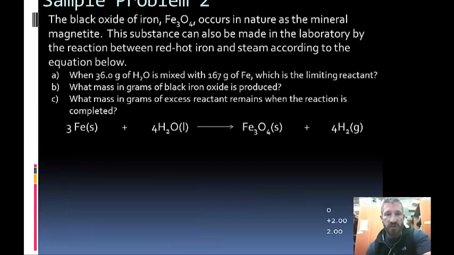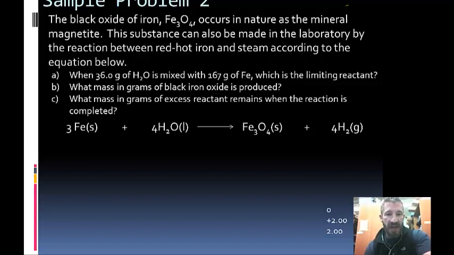Now let's do a sample problem, and we're going to do this one with grams. The black oxide of iron, Fe3O4, occurs in nature as a mineral magnetite. This substance can also be made in the laboratory by the reaction between red-hot iron and steam, according to the equation below. So you have 36 grams of water, and it's mixed with 167 grams of iron.